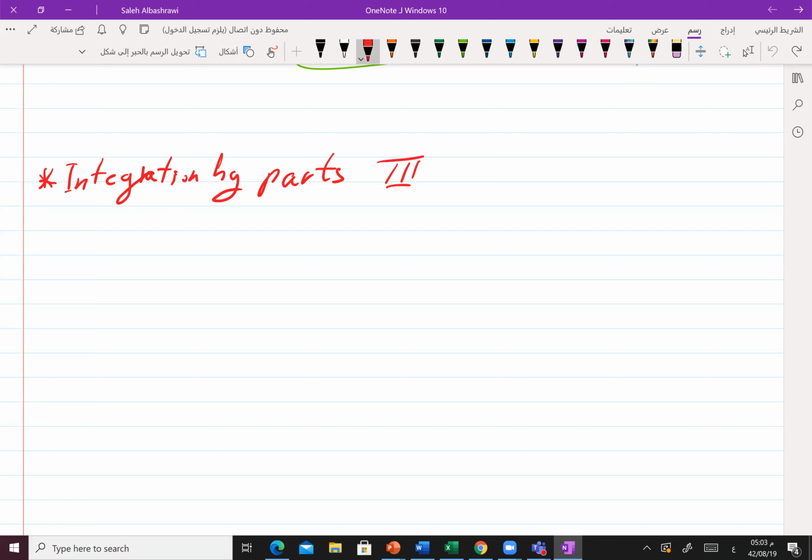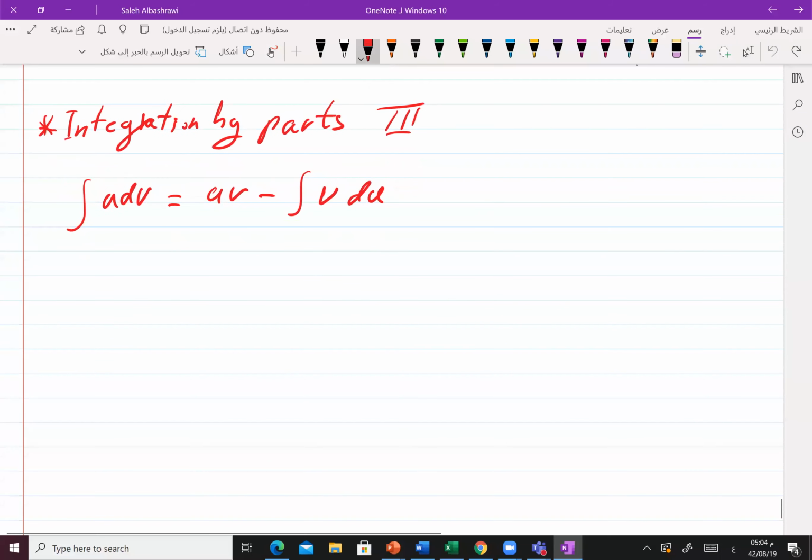As we mentioned before, integration by parts is just integration of the product of two functions: integration of u dv equals uv minus integration of v du. In the last part, we mentioned different types of examples. Now we continue this topic by giving more examples.